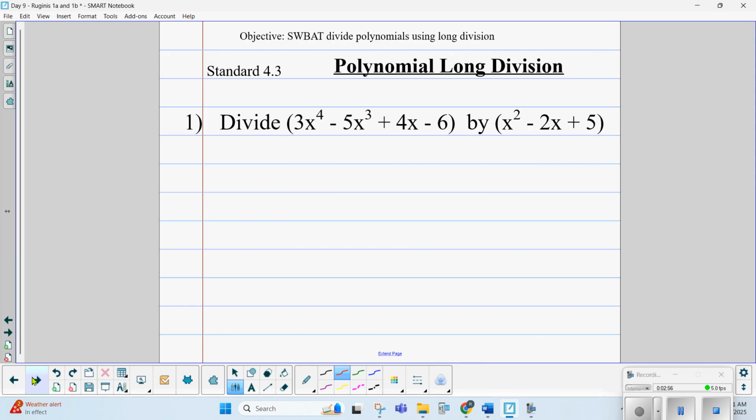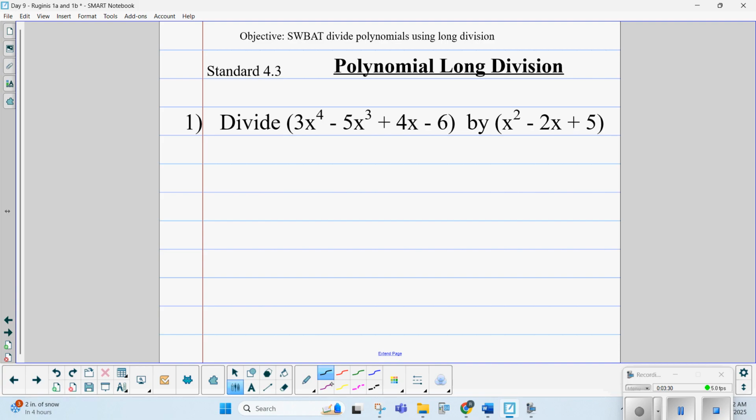So notes, in our notebooks or on a piece of paper. If you don't have your notebook, let's get this. Standard 4.3, we're talking polynomial long division. Now 1B, again, you already saw this. 4B, we're going to set this up just like you would set up a long division problem in middle school. So we're going to divide 3x to the 4 minus 5x cubed plus 4x minus 6 by x squared minus 2x plus 5. And we're just going to do some long division, just the way you did it.